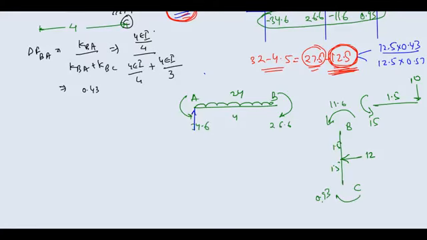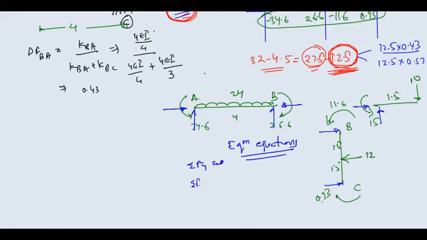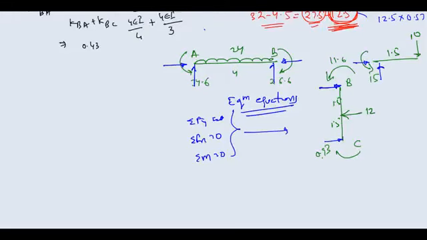What you can do here is you can find out these reactions. Obviously you will be having some horizontal reaction also here. So you can find out all these blue reactions by simply using equilibrium equations. I am not going and doing everything, so you can solve on your own. Use equilibrium equations simply: sigma Fy equal to 0, sigma Fx equal to 0, and sigma moment equal to 0. Use these equations and get these blue reactions. Once you know these reactions, it is very easy to draw your shear force and bending moment diagram. So this was your first problem.